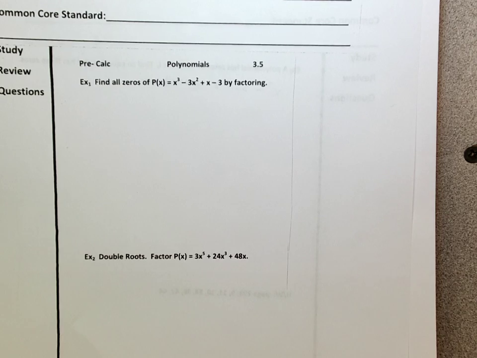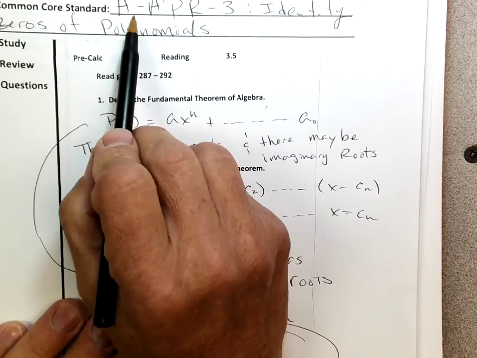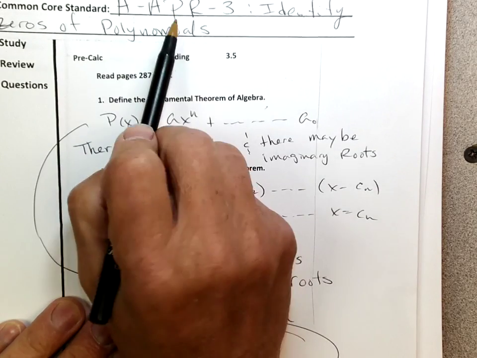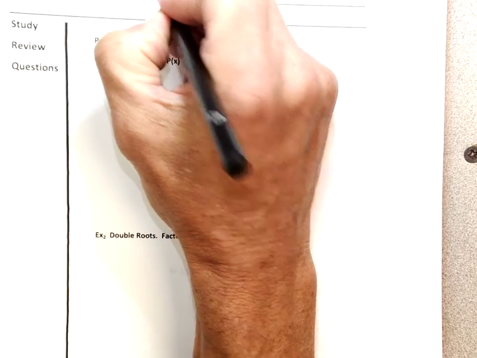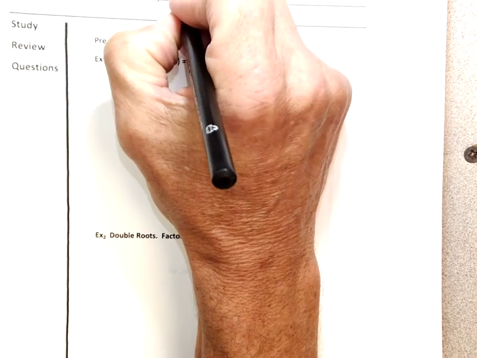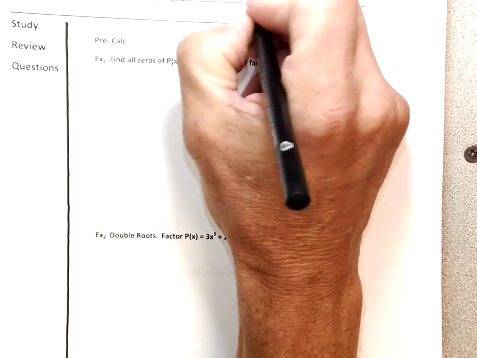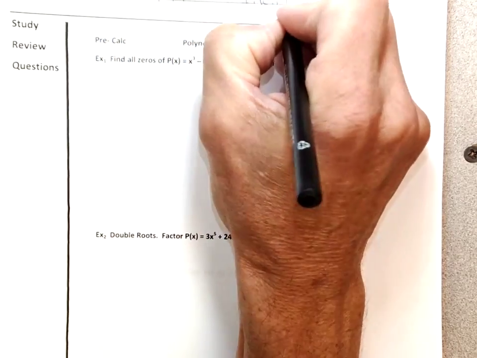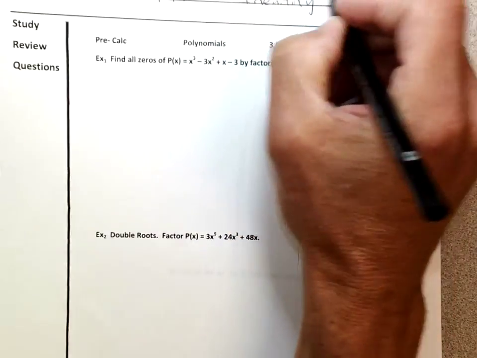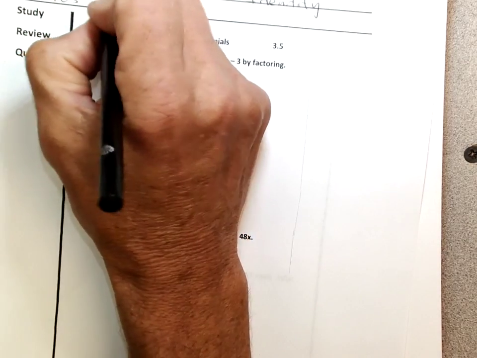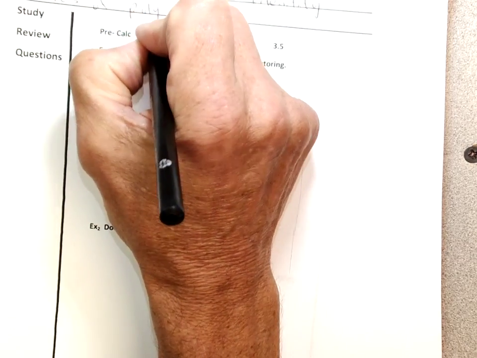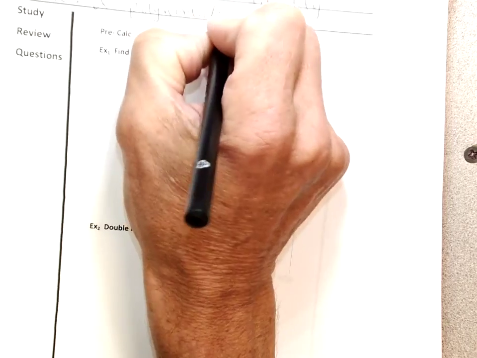Okay, let's go back into the Common Core Standard. So it's the same one. It is the A for algebra, polynomial roots, 3. So we're going to go back to the Common Core Standard. You know, of course, I do this for me, and you get the benefit of it. AAPR3. Identify zeros of polynomials. All right.